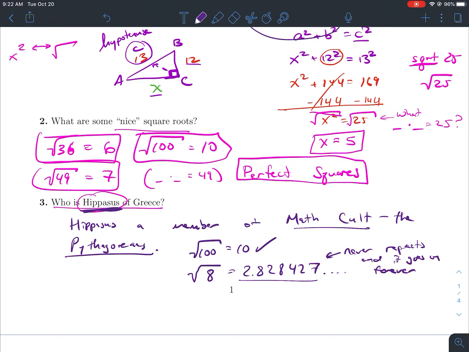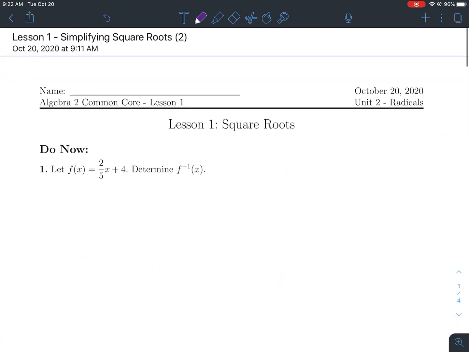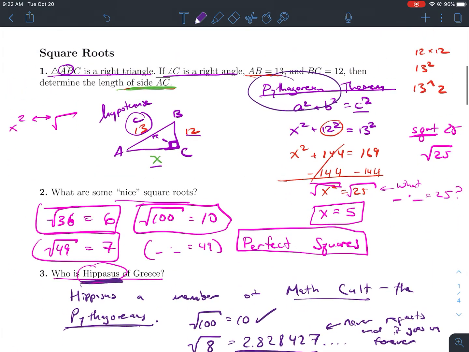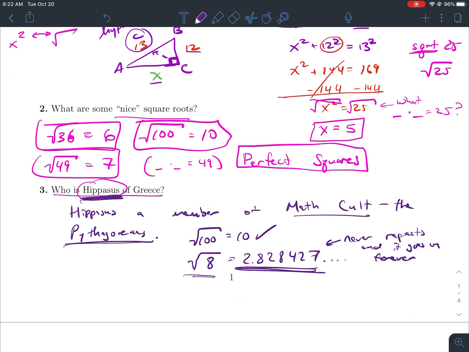And so what the Pythagoreans did was they actually killed Hippasus because he discovered this. They took him out on a boat, and they beat Hippasus to death for discovering that there were decimals that went on forever without repeating, because it contradicted this idea that numbers were these perfect things in the universe. So square roots, our topic for this lesson, come up from the Pythagorean theorem, but in particular, they can be a dangerous thing to work with, and we'll see that a couple of times in this unit.